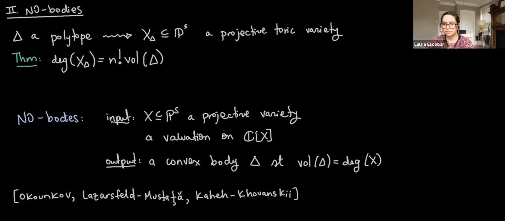So in particular, this valuation is not discrete. For people who are used to discrete valuations, this is not necessarily rank one. So this is going to be weird. Yeah, exactly. And the whole point is you don't want it to be rank one.